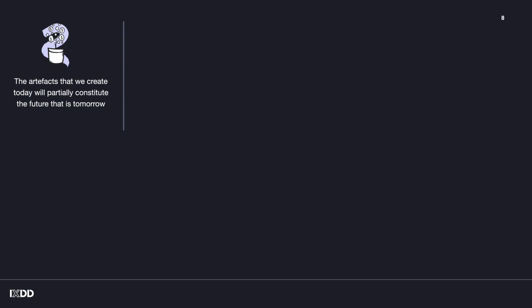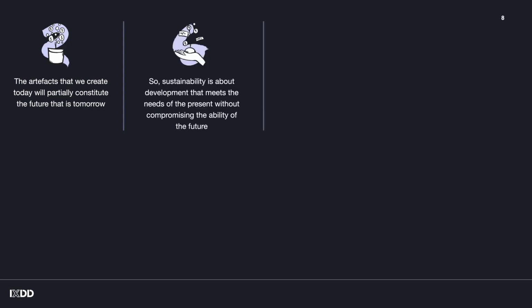So the point here is that we still have to create artifacts and products, because we have to fulfill the needs of the present. That's also important. But we have to be cognizant of the fact that we cannot compromise the ability of the future just for our present. So it has to be a balance between meeting the needs of the present and thinking about the future.